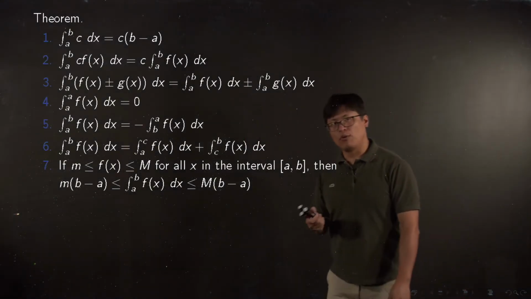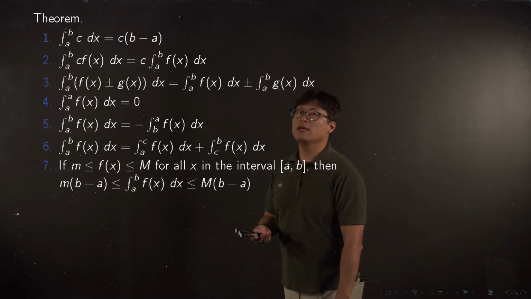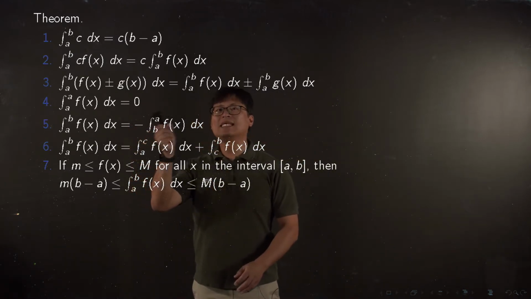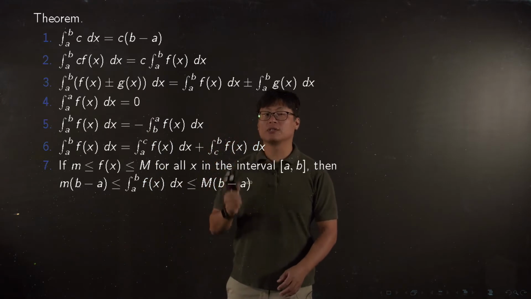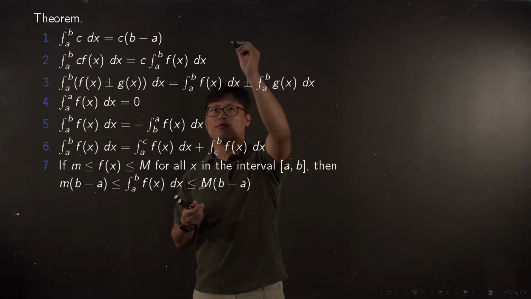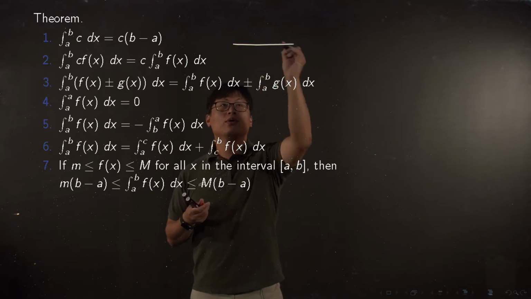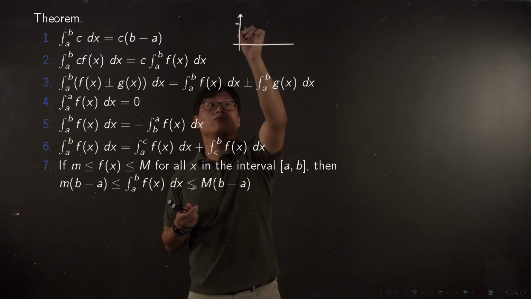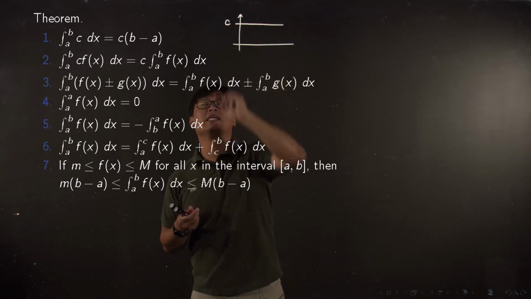Let's talk about the properties of the integral. The first one is really obvious: the integral from a to b of c dx, which means your function is a constant function. I can show you with the graph. Here we go. Your function is a constant function, which is a horizontal line at height c.